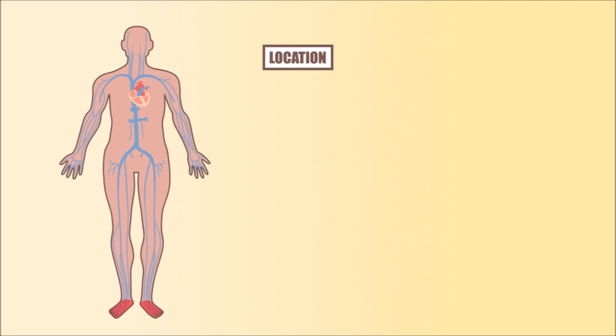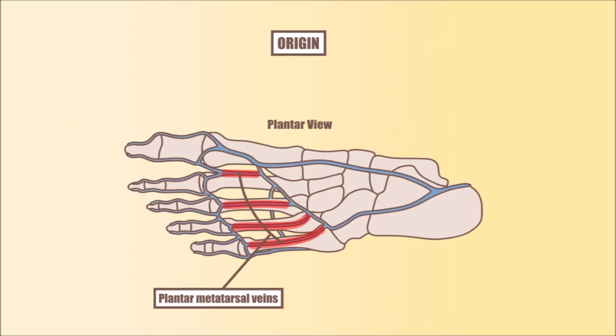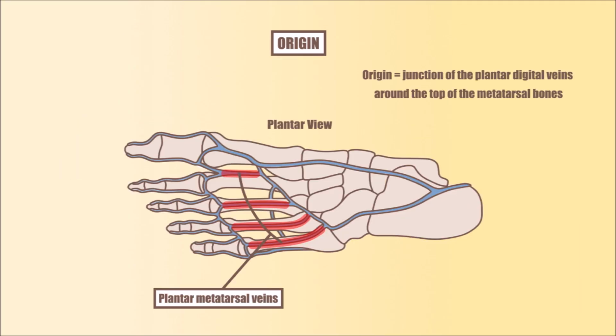If we look more closely at the veins on the plantar surface of the right foot, we can see here highlighted in red the plantar metatarsal veins. Where do these veins originate? These veins originate from the junction of the plantar digital veins around the top of the metatarsal bones. The plantar digital veins can be seen here highlighted in yellow.